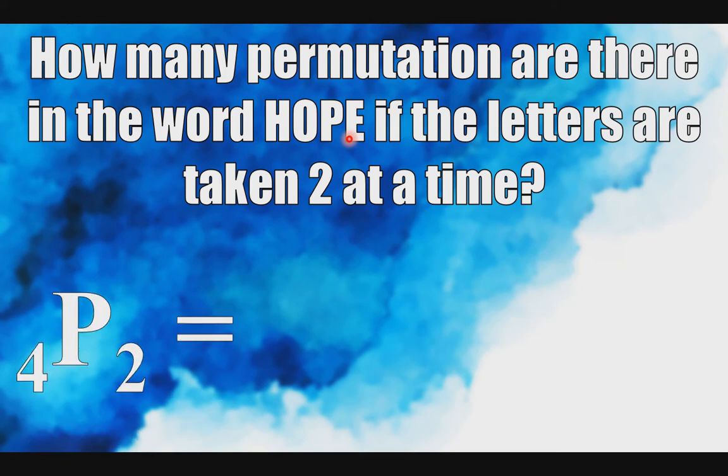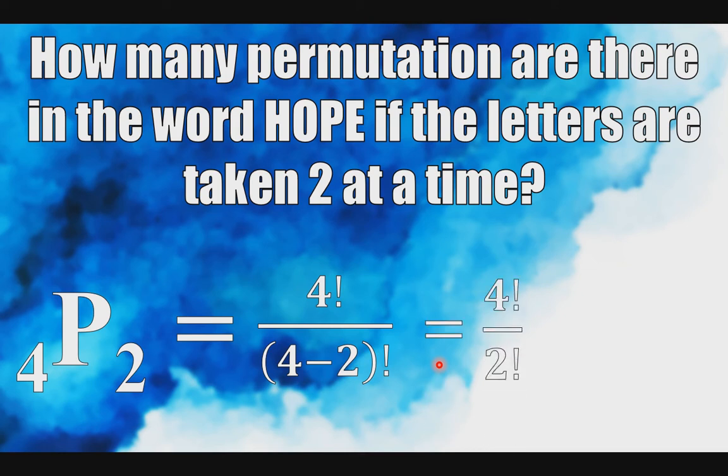So, magiging permutation of 4 objects taken 2 at a time will be equal to, palitan yung N ng 4 and minus yung R naman ng 2. So, anong mangyayari sa denominator? Magiging 2 na lang po. So, 4 times 3 times 2 factorial ito. Cross out yung 2 factorial, magiging 4 times 3 na lang, which is equal to 12. So, again, the permutation of 4 objects taken 2 at a time is 12. Or, permutation ng word na hope if the letters are taken 2 at a time. So, 12 po ang sagot natin dyan.